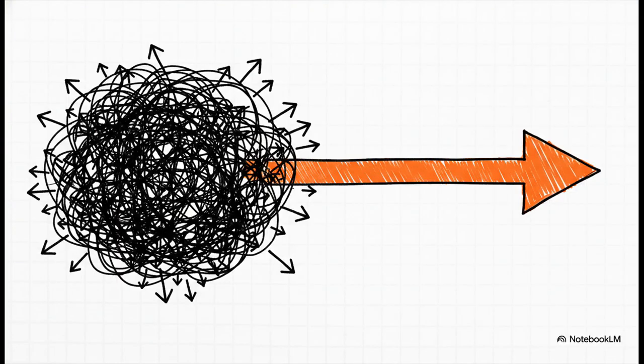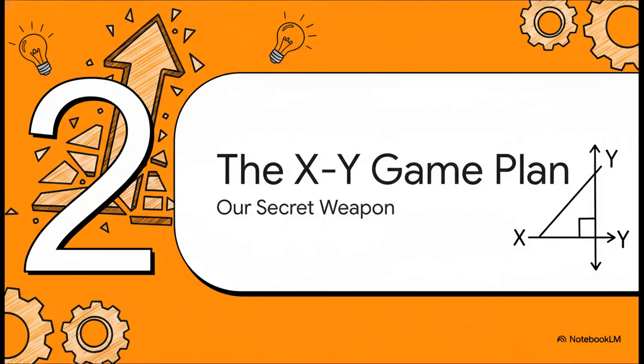It definitely looks messy, I'll give you that. But what if I told you there's a powerful and actually pretty elegant method to just cut right through all this confusion and find one single clear answer? That method, that's our secret weapon for today. We'll call it the XY game plan. This is the exact strategy engineers use to solve problems like this all the time. It's really all about breaking things down into much simpler pieces.